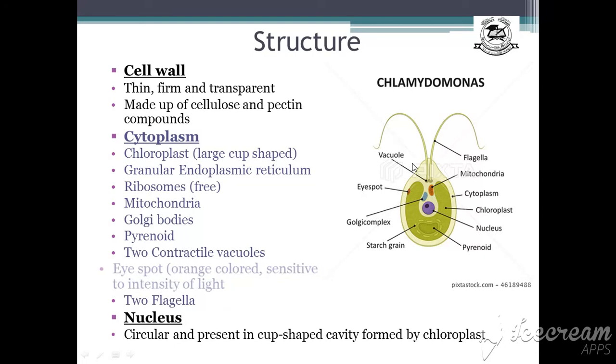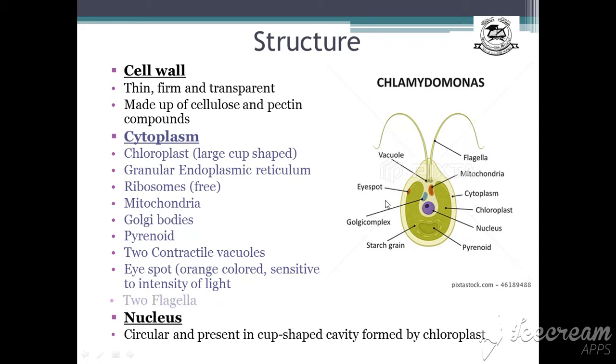Alright, next is the eye spot. Eye spot is an orange colored structure. It is situated anterolaterally. You can see here. This is sensitive to intensity of light. That's why it is called eye spot. When Chlamydomonas is going to move, because of this eye spot, it finds the intensity of light.